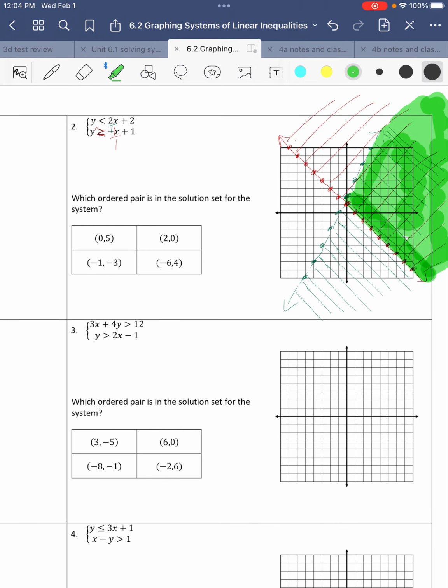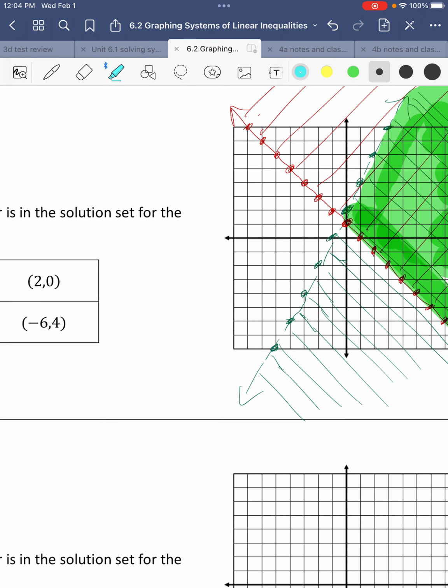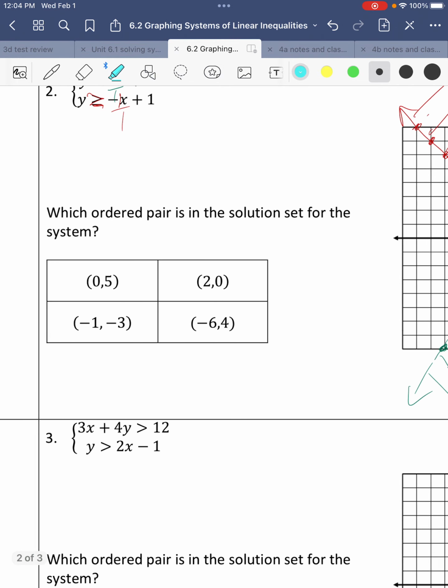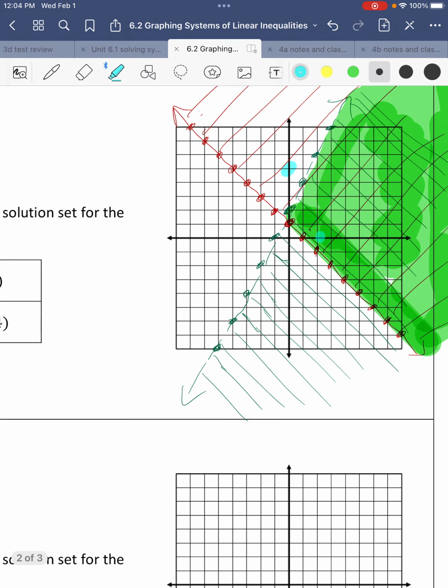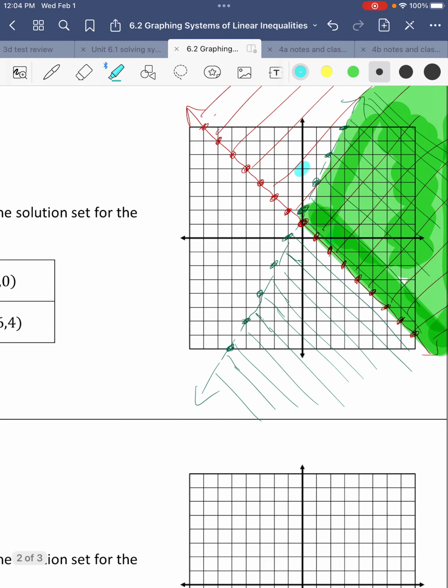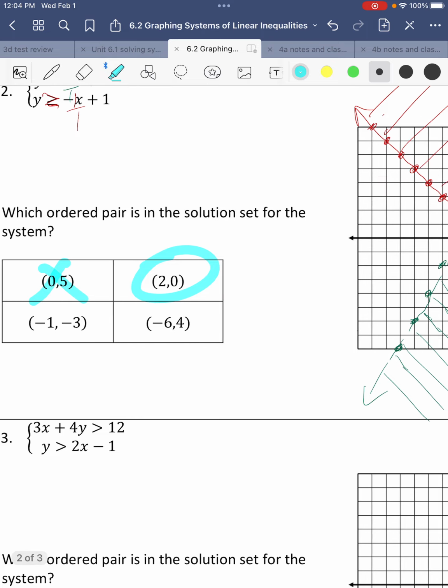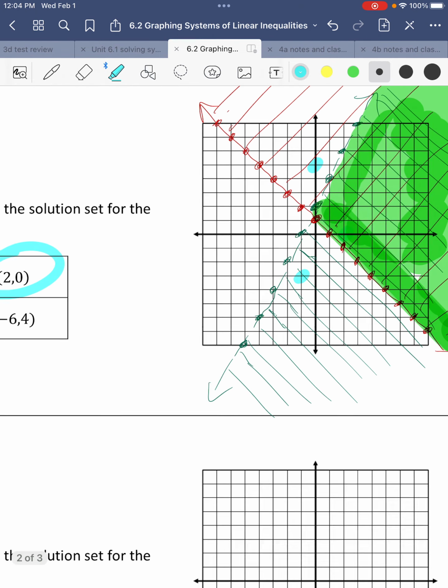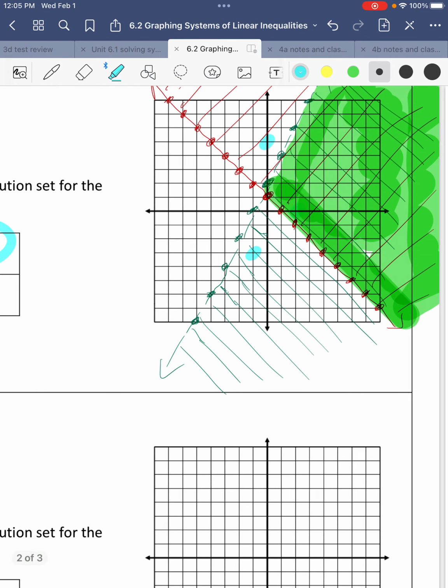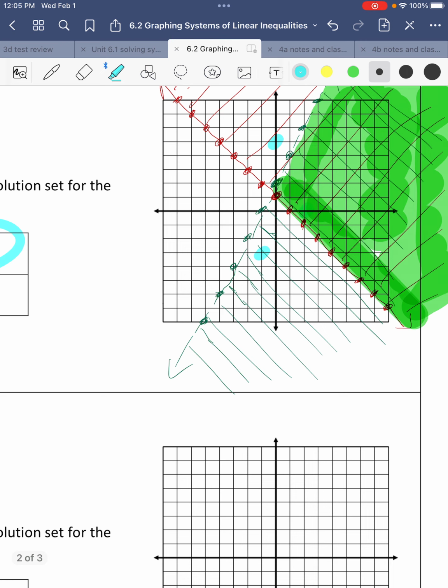Now, coordinate-wise, 0, 5, is that a solution? No. 2, 0, yes, that is a point. -1, -3, no. -6, 4, nope, not in the area.